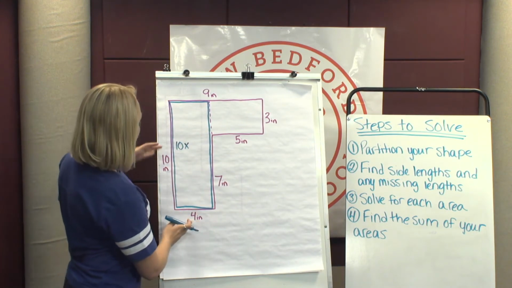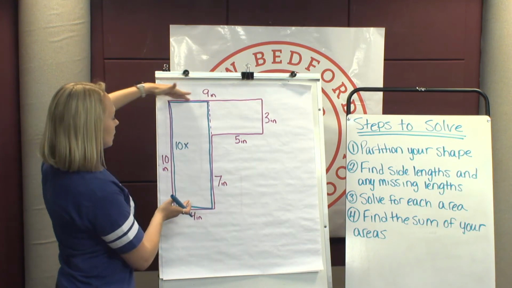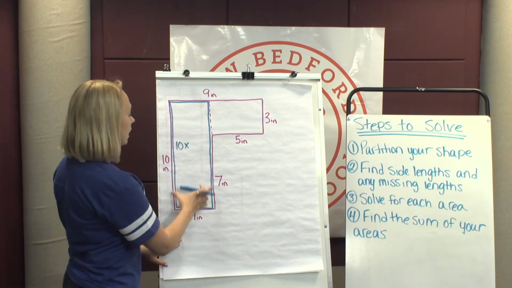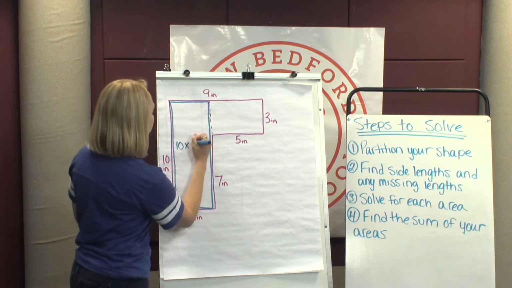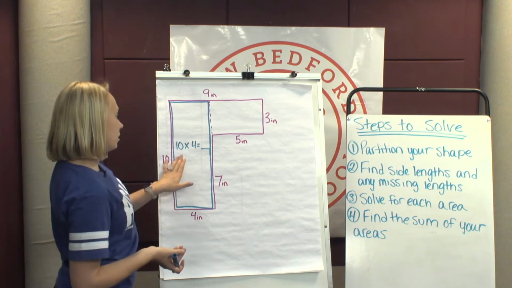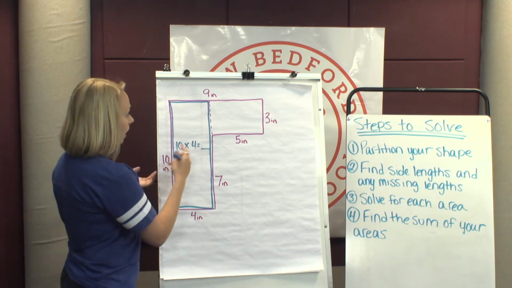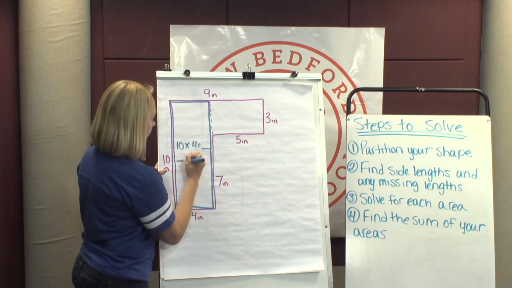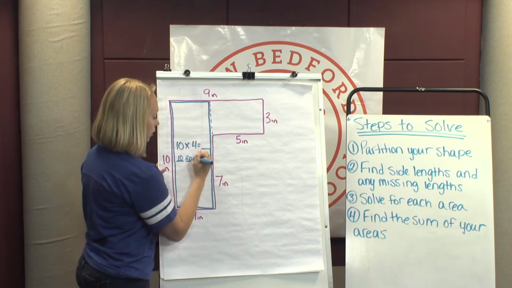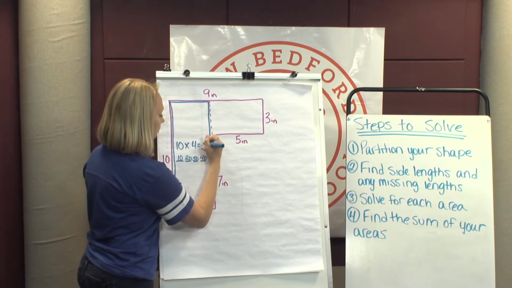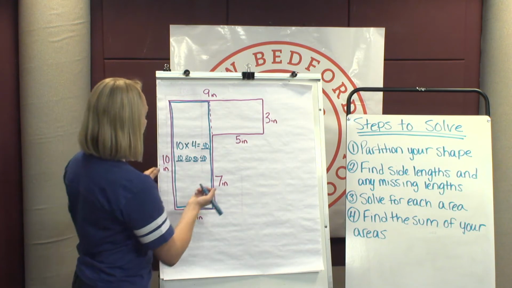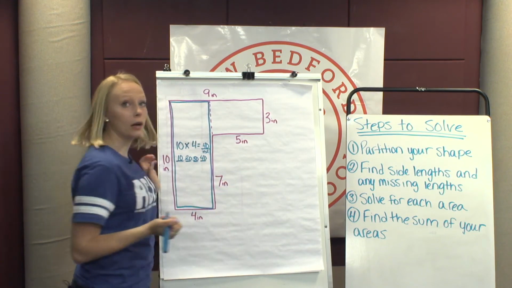Now I have 2 options here for my width. I see this 9-inch side is partitioned, so I'm going to go ahead and use my 4-inch side because that gives me an entire side for my rectangle. So now I'm going to skip count to solve. I can skip count by 10 4 times or 4 10 times. I'm going to skip count by 10 4 times. 10, 20, 30, 40. So I have one side length, or one area, that is 40 inches squared.